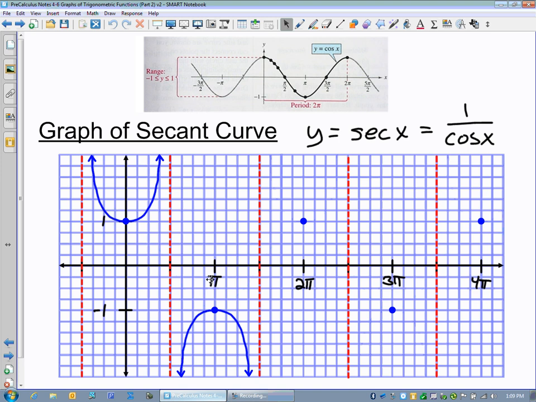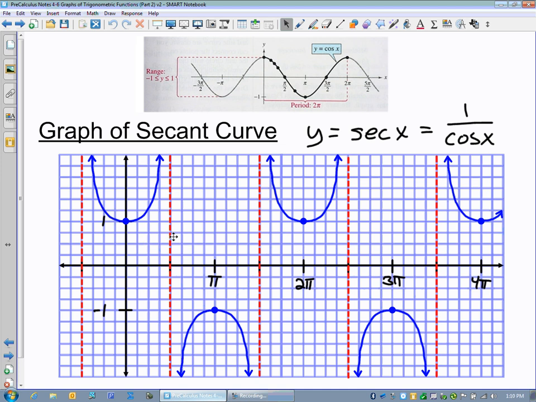All right, so this pattern, as we get to the next cycle of the cosine, will repeat. So this curve will do the same thing here. This curve will do the same thing here. And these branches just give that repeating pattern. So this is the graph of secant.